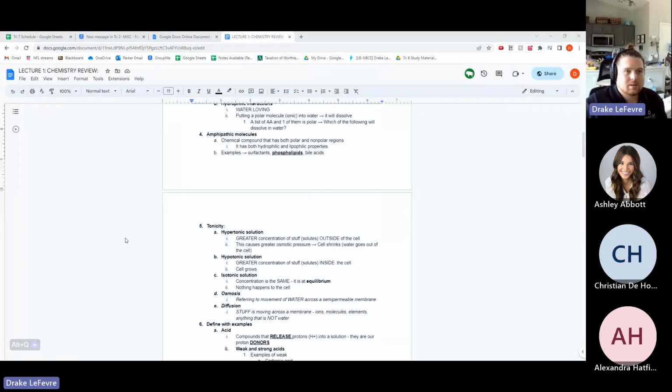Let me real quick open some other stuff. Let me rearrange my computer so everything's in the right place.